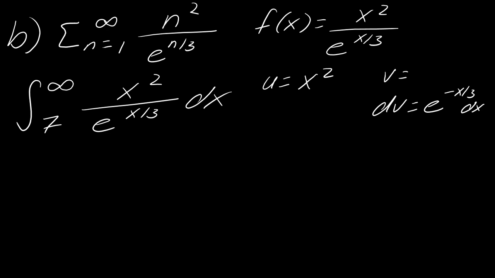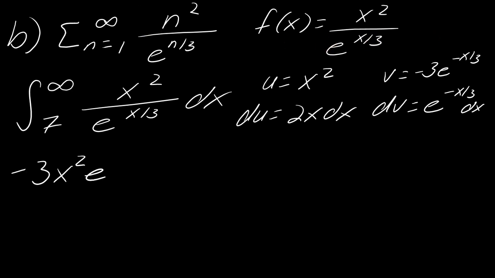So then v will be negative 3 e to the negative x over 3. And then my du will be 2x dx. Okay, so now I can go ahead and take my uv. That's negative 3x squared e to the negative x over 3 minus my v du. So minus negative 3, so this will actually turn into a plus. And then I've got 3 times 2, so this will be 6x e to the negative x over 3.